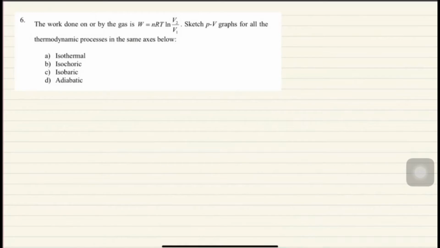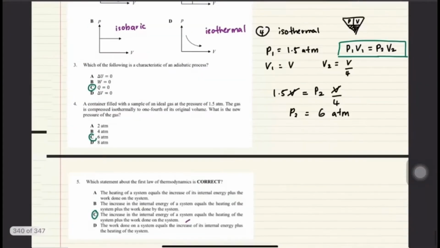Okay, this one is actually very similar to the one that I draw yang last tu. Dia macam soalan tu macam tak ada kena dengan yang atas kan. So basically they want you to show all the thermodynamic processes on the same axis kan. So I just copy this one lah.